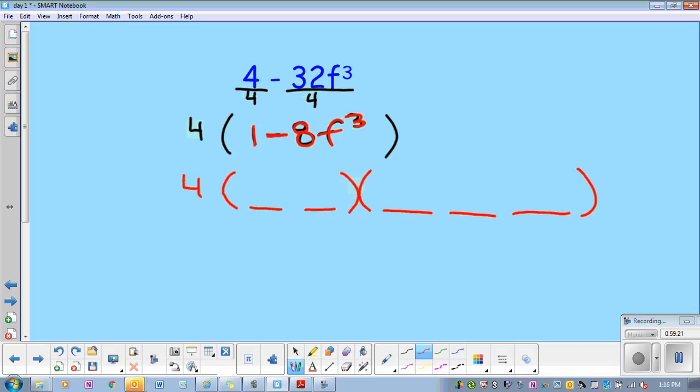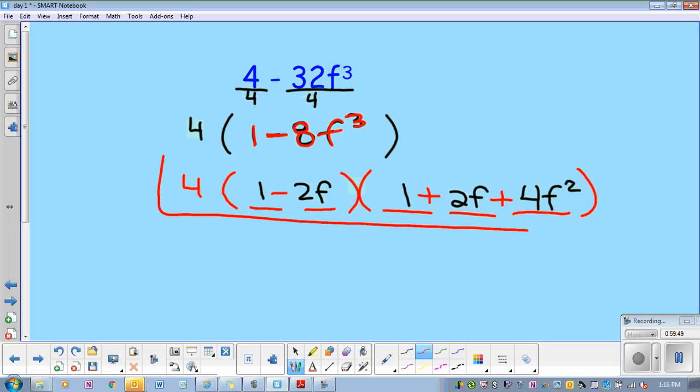Okay. So then with this one, the cube root of 1 is 1. The cube root of 8f cubed is 2f. Good. What goes in the first one? What goes in the second one? What goes in the last one? Good job. Now, same, opposite, always plus. And there you go. Okay? And you don't have to draw these lines underneath. I just do it to help you. Okay, but you don't have to.